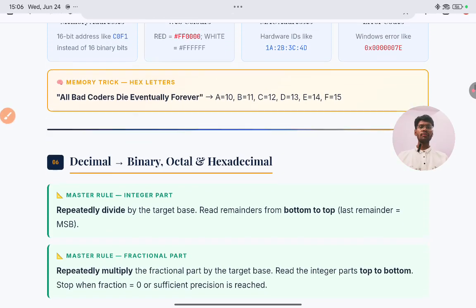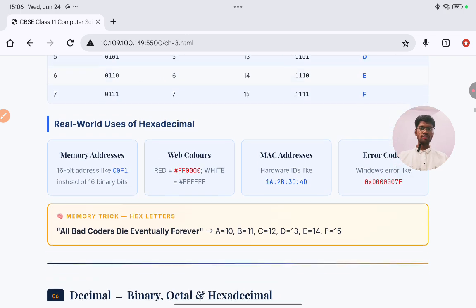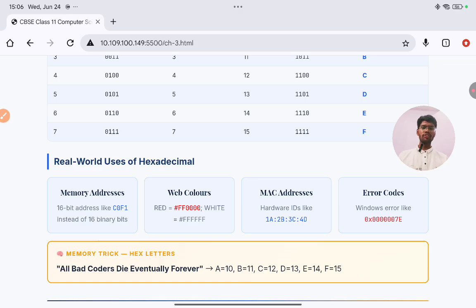The main changes are: A, that is 10, B is 11, C is 12, D is 13, E is 14, F is 15. Hex letters are simply from A to F. This is just a mnemonic, it's not even required.